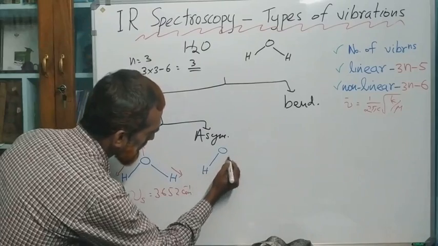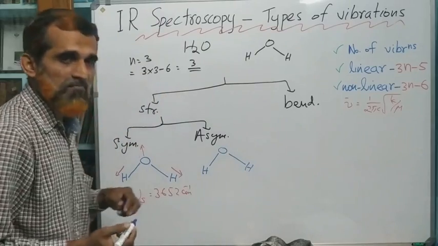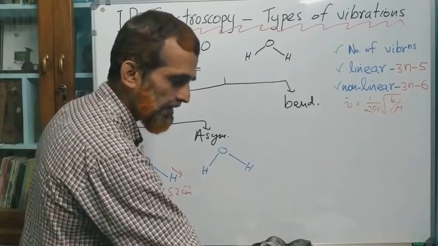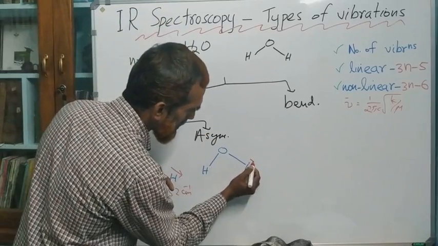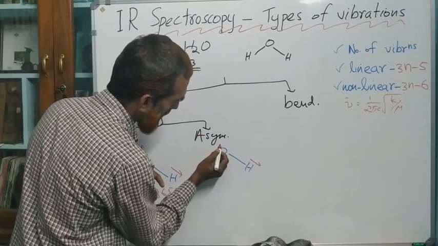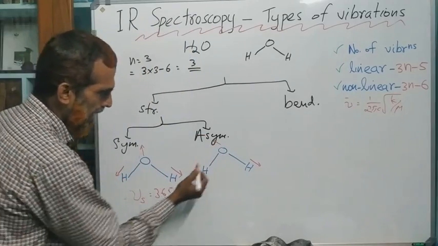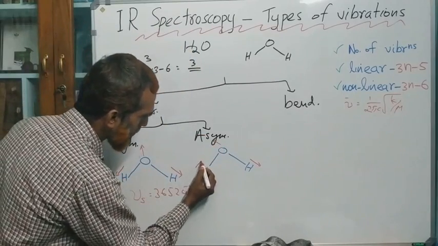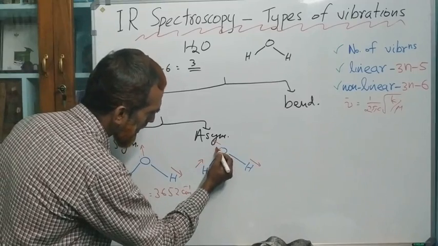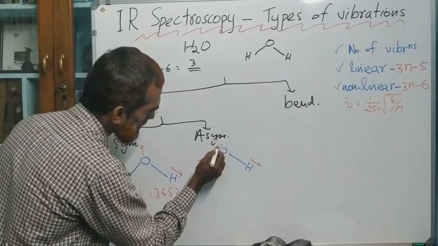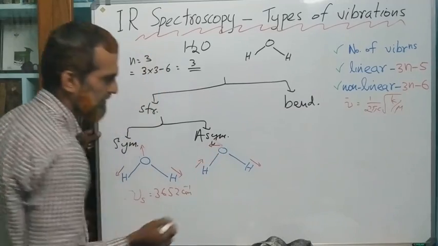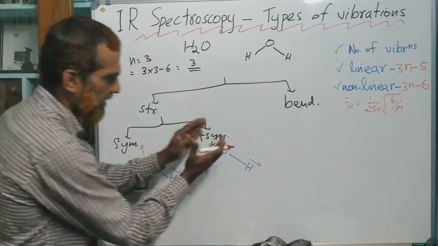Okay. What happens when one bond is getting elongated, the other is getting contracted? Suppose this is getting elongated, so we will show it like this. This will be going in this direction, okay, and this is getting contracted, so this moves in this direction, right? So there will be a resultant for this, like we can show it something like this. Okay, so this is the vibration.